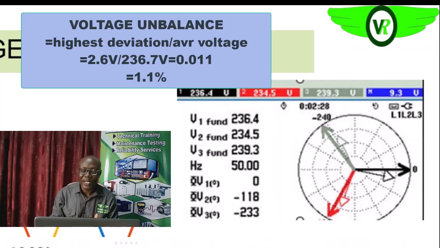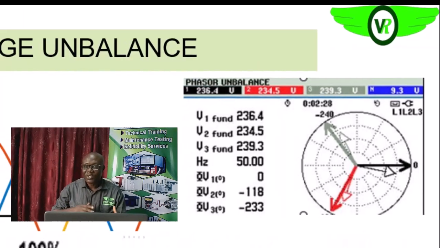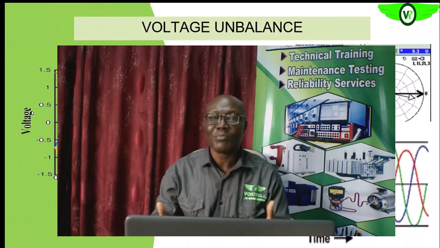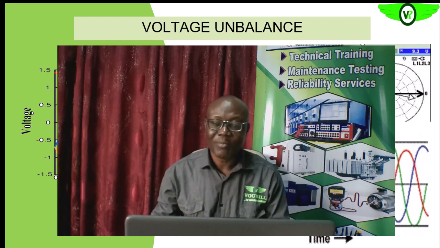Are we getting it? Unbalance between 0.5 and about 2.5% is kind of acceptable. It depends on the tolerance that your establishment sets or agrees on. In some establishments, anything above 2 is unacceptable. You have to do everything possible to bring it down to far below 2. Are we getting it? Okay, so that is for the unbalance.